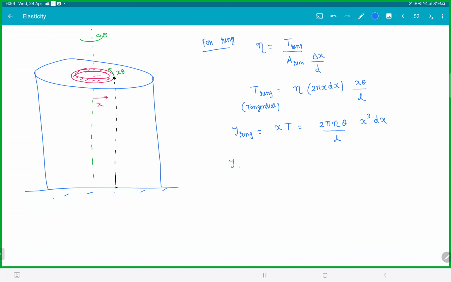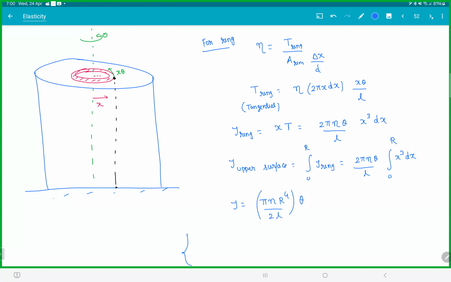So the total torque on the cylinder, or that upper surface, will be the integral of all the ring torques. We'll go from limit 0 to r. So 2 pi eta theta by L x cube dx from 0 to r. So we end up with torque equal to pi eta r power 4 by 2L into theta.